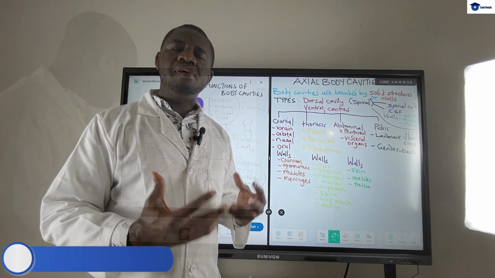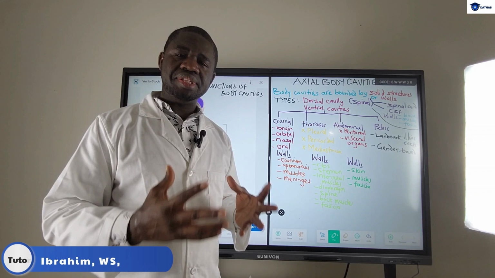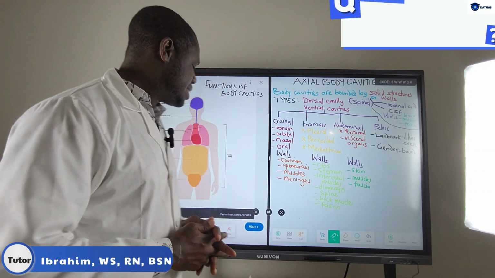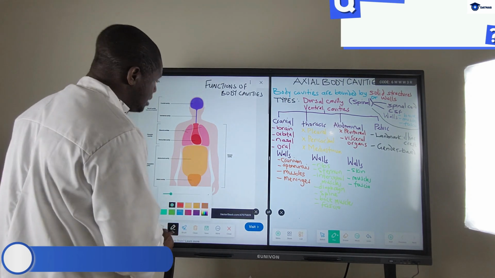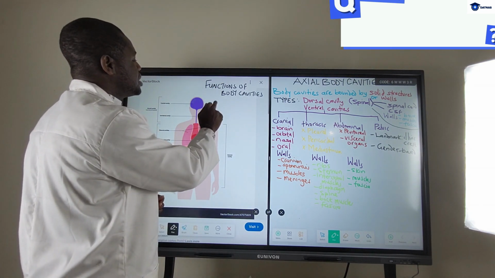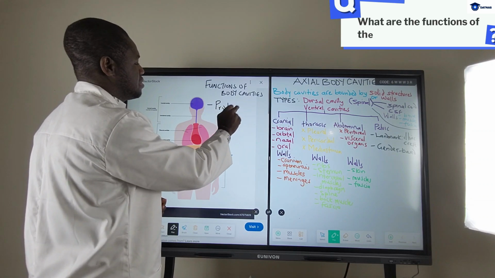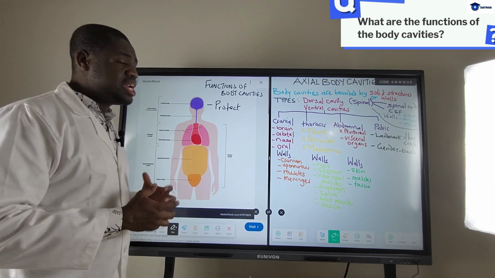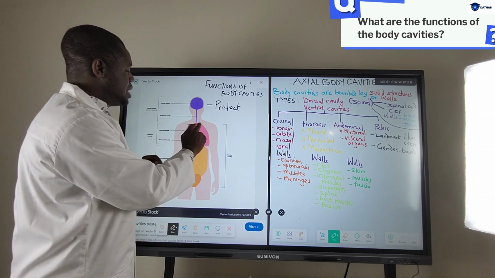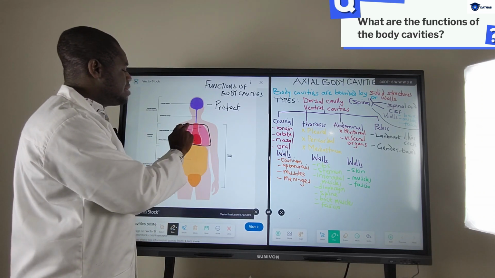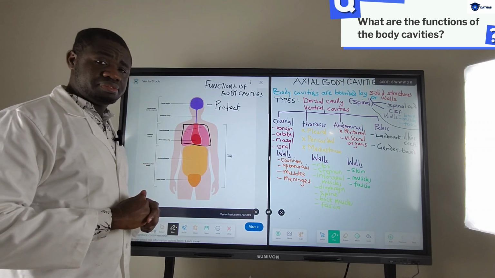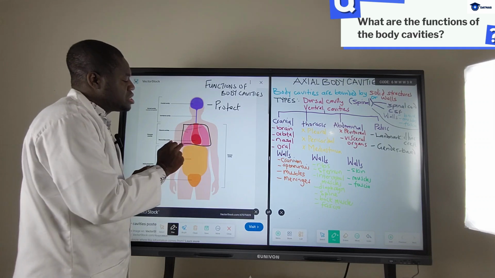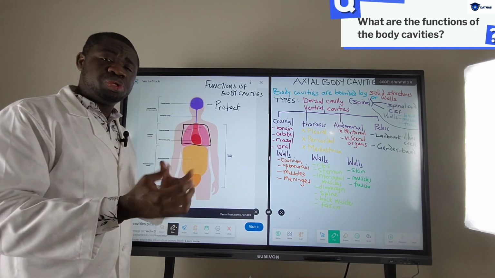What are the functions of the cavities within the axial body? One is that the body cavities help to protect the internal structures. For instance, look at these visceral organs in the thoracic cavity. The cavity helps to protect the lungs and the heart from external injury.